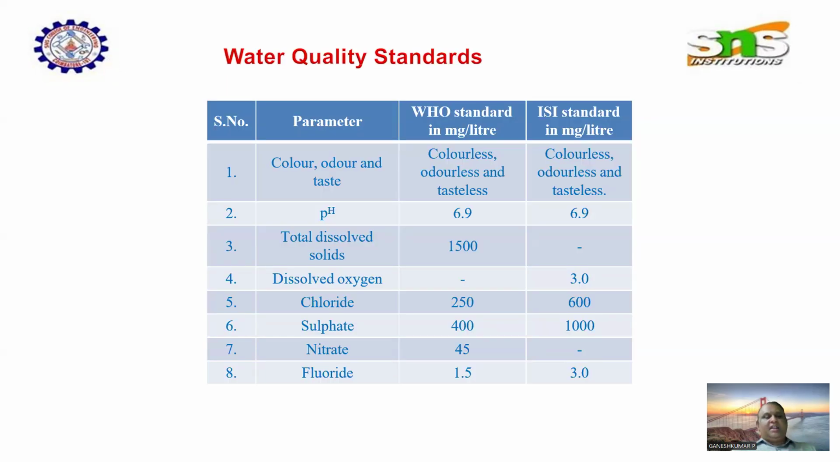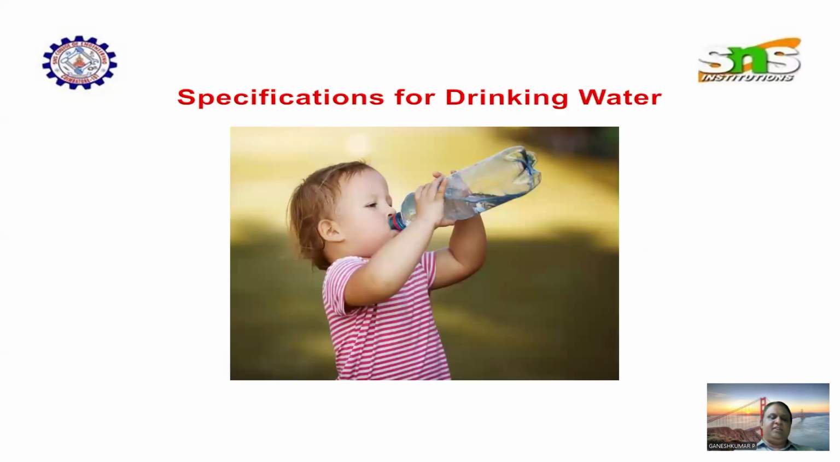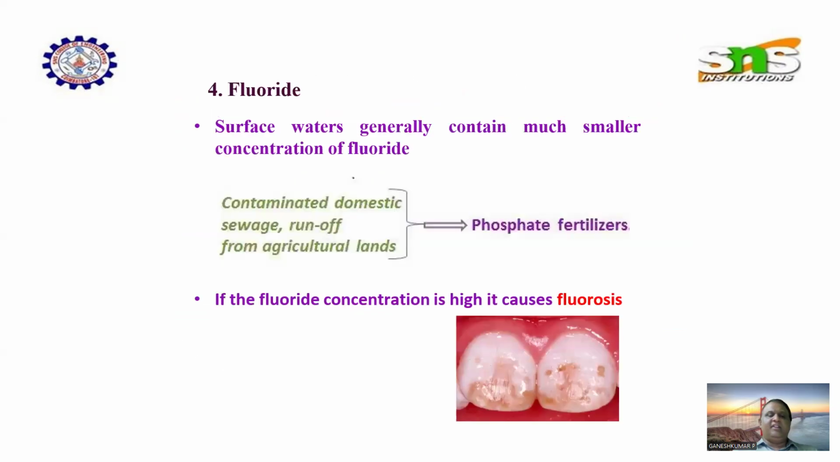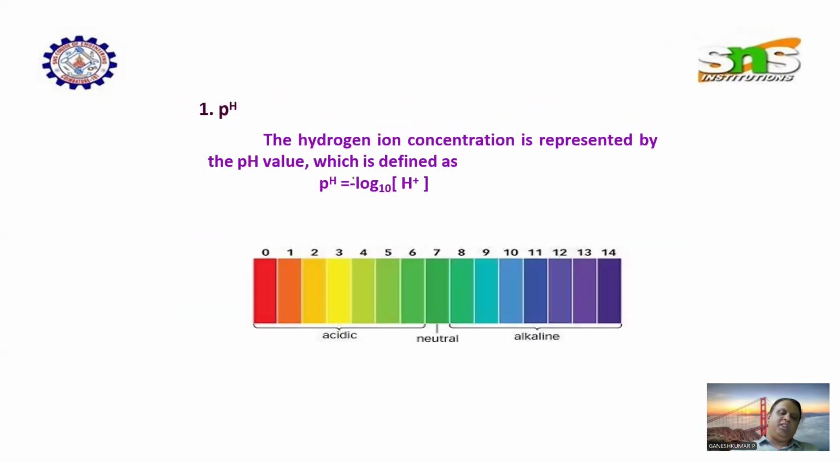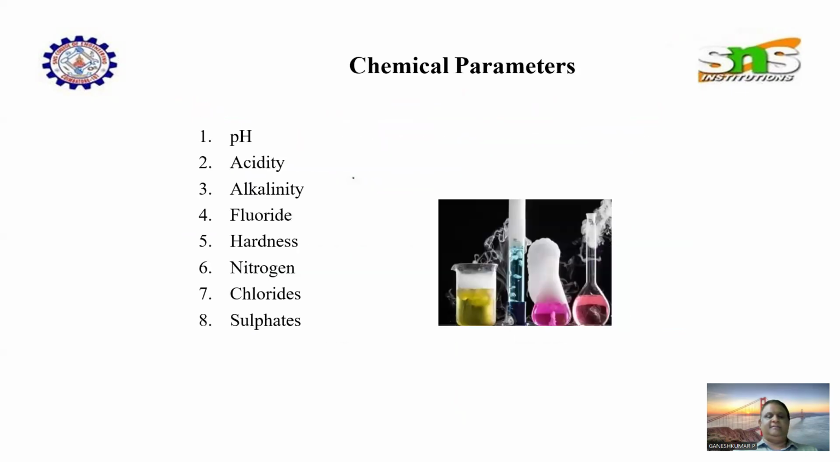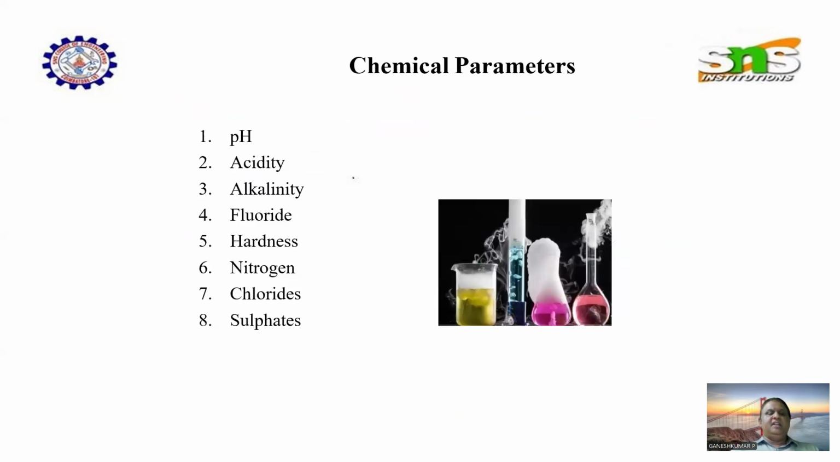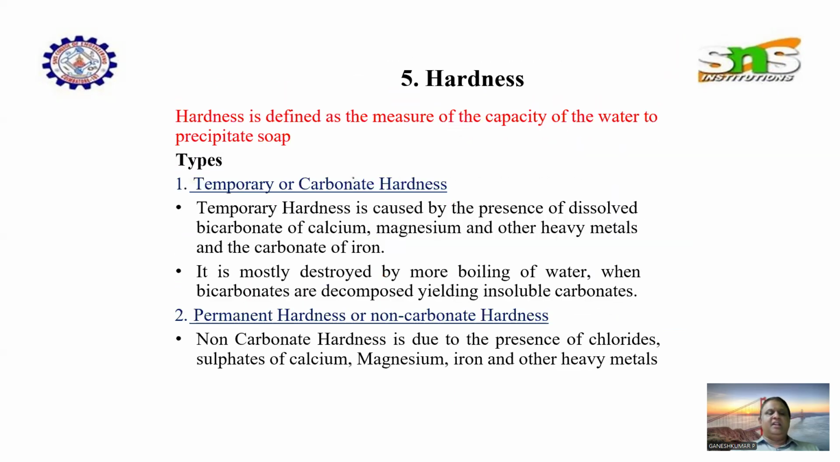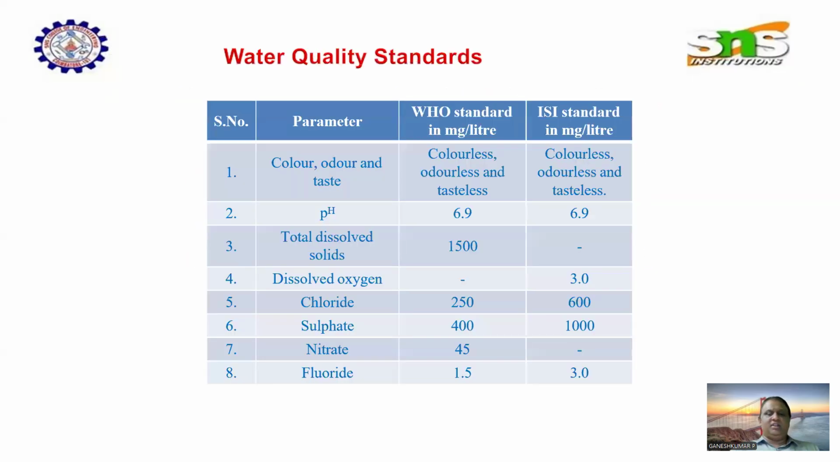So these quality standards should be checked in the water before we use it. Unless they are met, the industries cause several problems and humans will suffer from many waterborne diseases. So here we discussed physical parameters, chemical parameters, hardness, and biological specifications of drinking water.